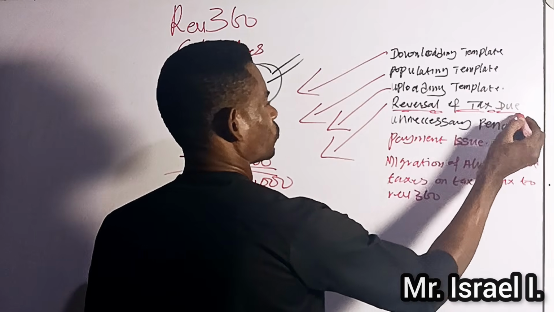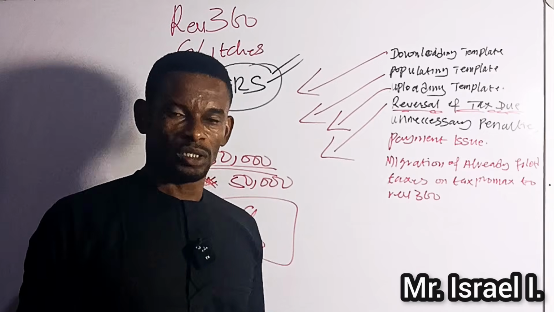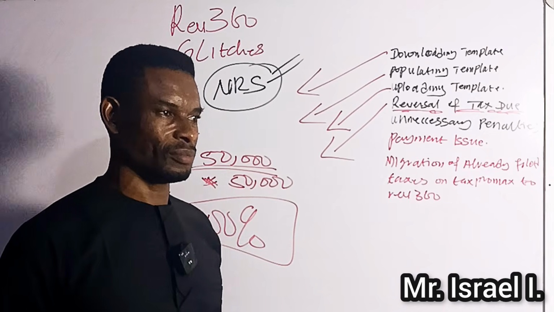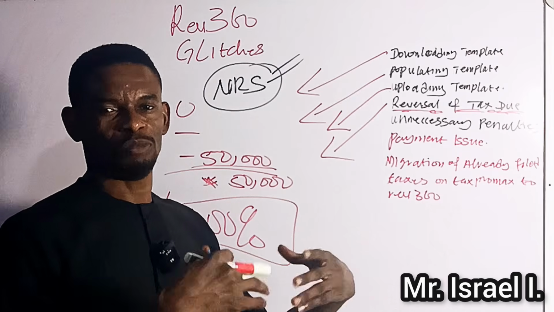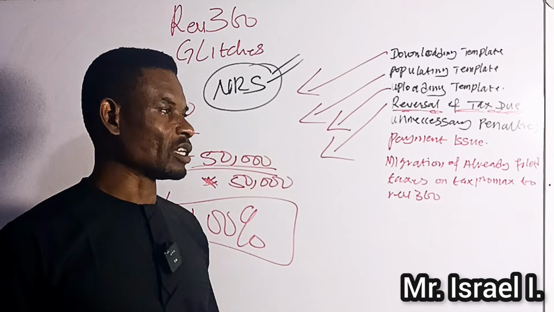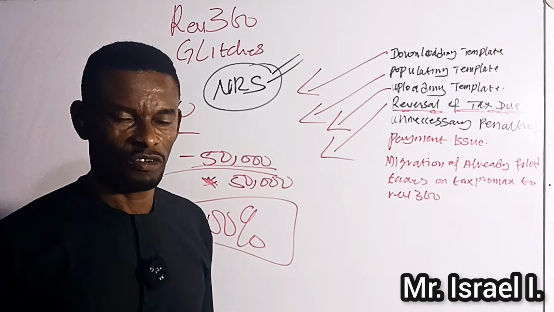Reversal of tax due. Now, I made one filing, and I made the payment. In fact, the payment has been made. The next day, I saw that the same filing, it was a VAT filing, was reversed back for me to refile.